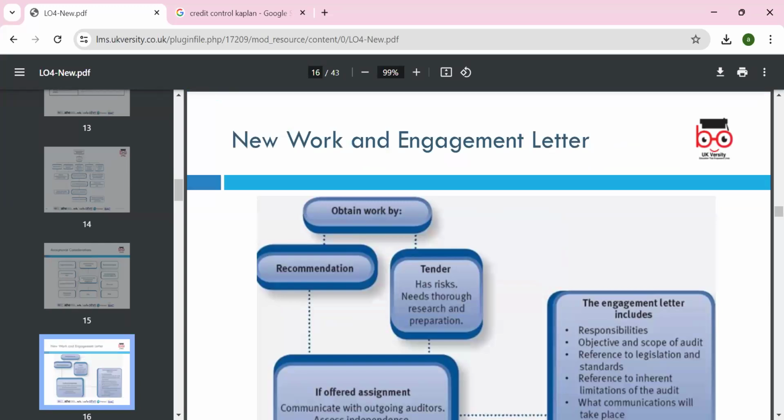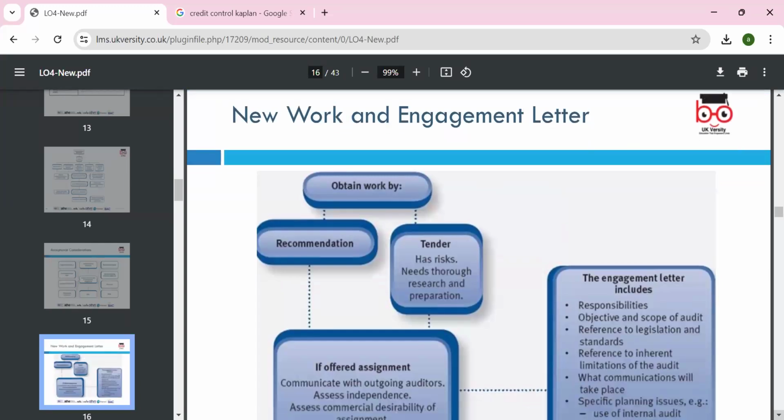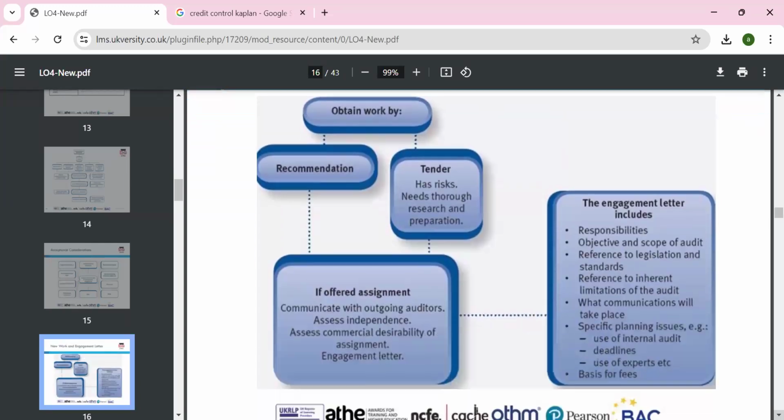Okay, new work and engagement letters need to be obtained. The work recommendation: tenders have risk and need to be thoroughly researched. In offering the assignment, communicate with the outgoing auditors because they can give you and leave you notes to assess the commercial desirability, assignment, responsibility, objectivity, references.